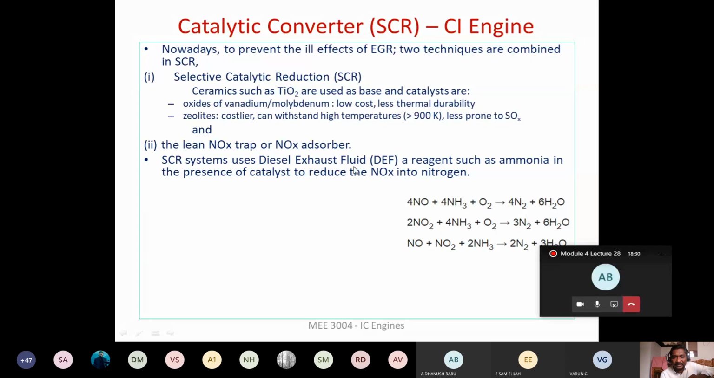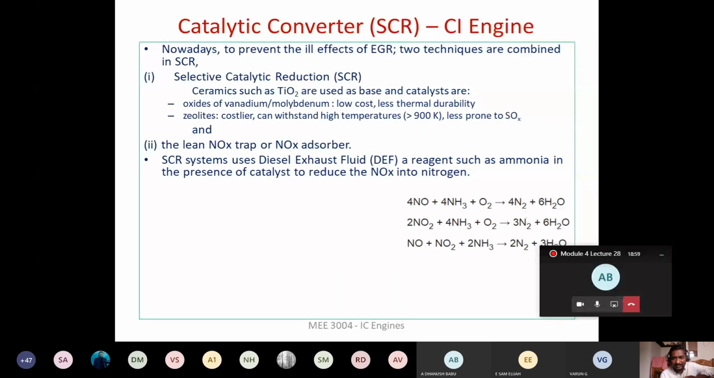So a fluid is going to be injected into the exhaust gas. This fluid will take away the NOx from the exhaust gas, right? It will react with the NOx and take it away. Thereby, the amount of NOx present in the engine exhaust is going to come down. So this diesel exhaust fluid is nothing but a reagent, and it can be either ammonia or urea. Okay, you can use either ammonia or urea.